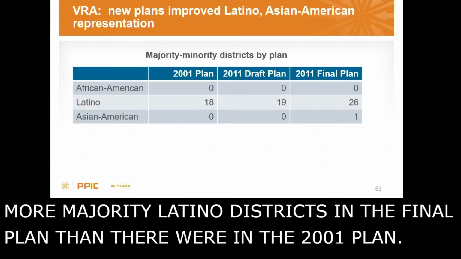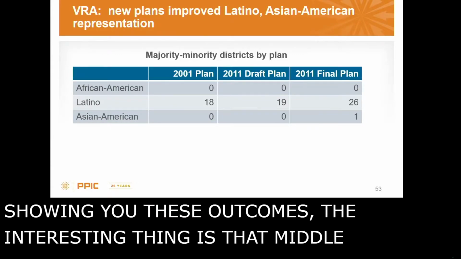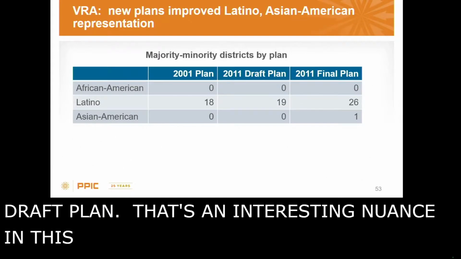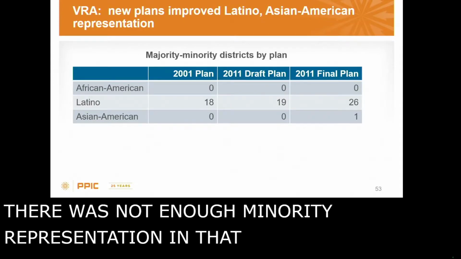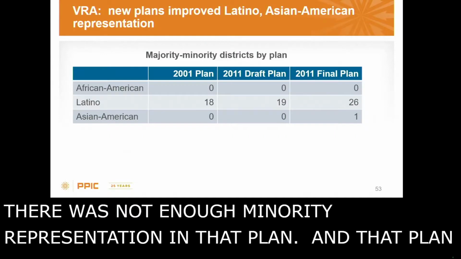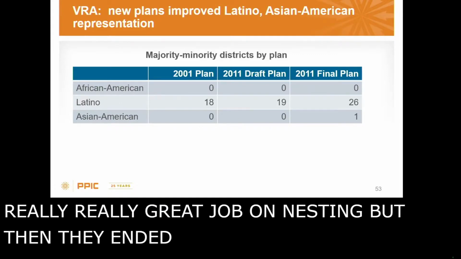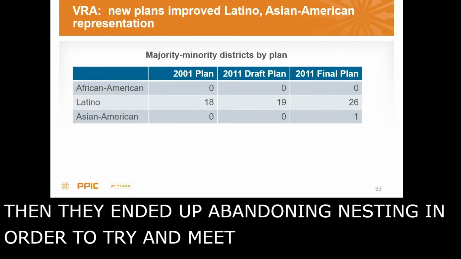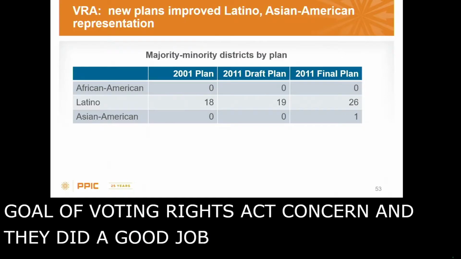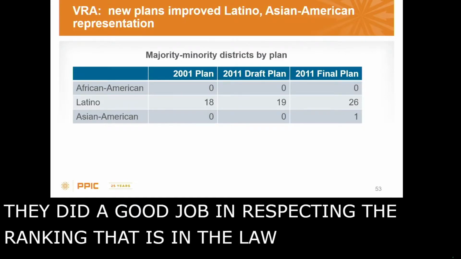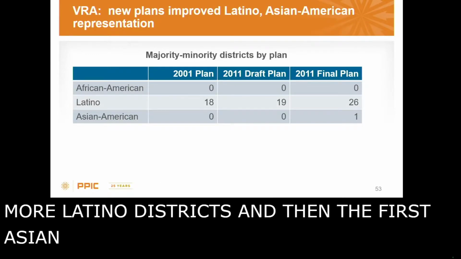Now, all the way through here, when I'm showing you these outcomes, the interesting thing is that middle 2011 draft plan. That's an interesting little nuance in this process. They released that plan, and then they received criticism because there wasn't enough minority representation in that plan. And that plan, as I'll show you in a little bit, did a really, really great job on nesting. But then they ended up abandoning nesting in order to try and meet the higher ranked goal of Voting Rights Act concerns. So in that sense, they did a good job of respecting the ranking that's in the law. But quite a few more Latino districts, and then the first Asian American district.